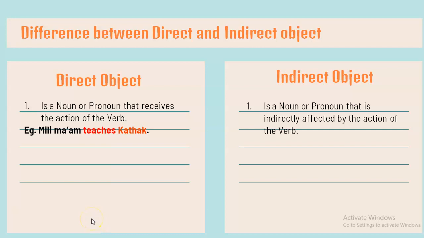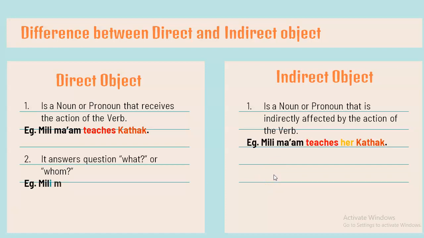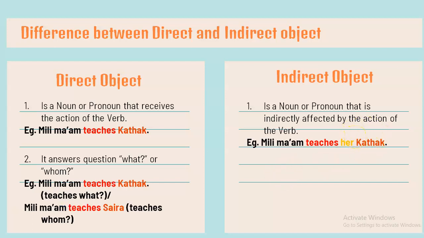Indirect object is a noun or a pronoun that is indirectly affected by the action of the verb. For example, Millie ma'am teaches her Kathak. So this direct object Kathak is received by whom? By her. So here her is the indirect object.